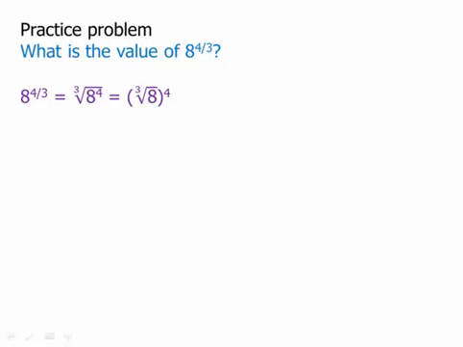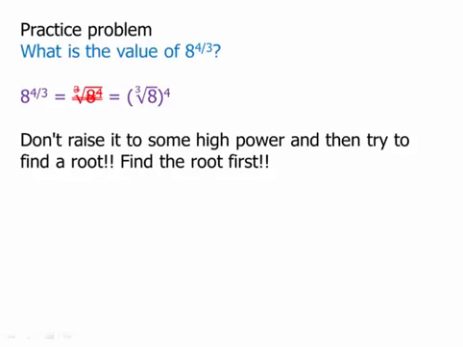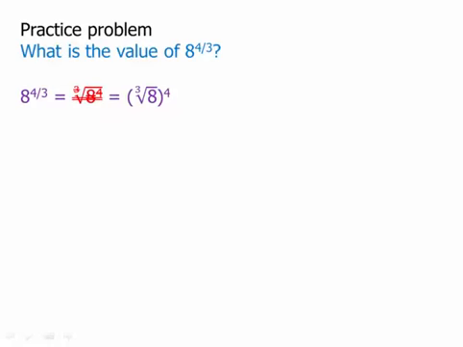That sounds doubtful. Whereas with the other one, all we have to do is take a cube root of 8. We can do that and then raise it to the fourth. So that first one is just a horrible idea. Don't raise it to some high power and then try to find a root. Find the root first. That's an enormous point of strategy. So we'll find the root first, and the cube root of 8 is just 2. So we get 2 to the fourth, and that's 16.